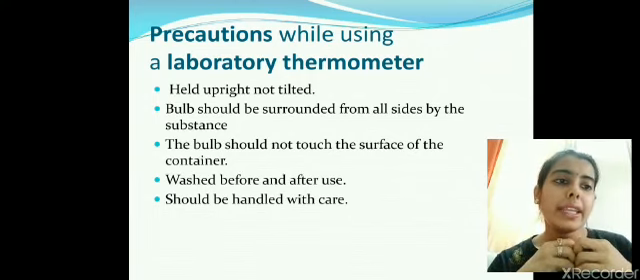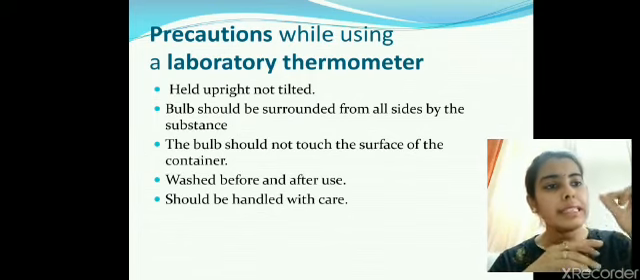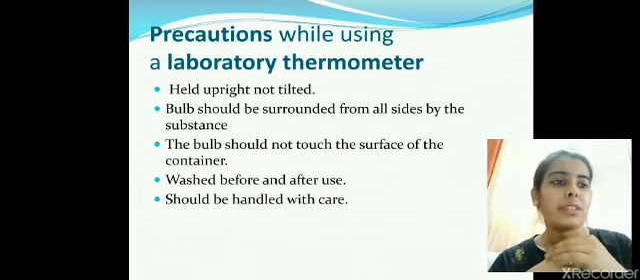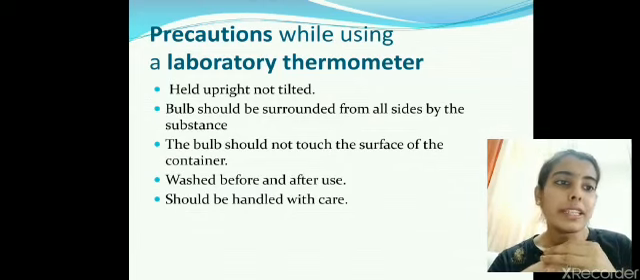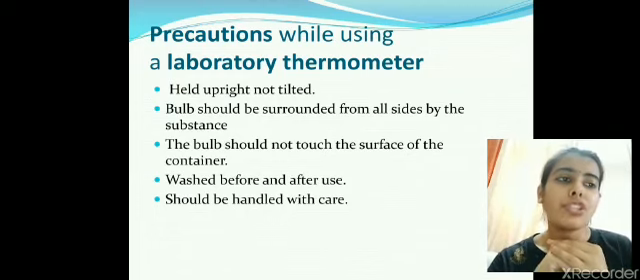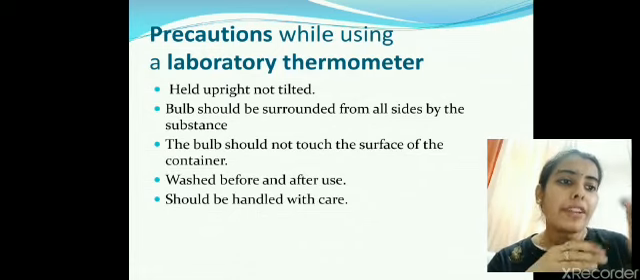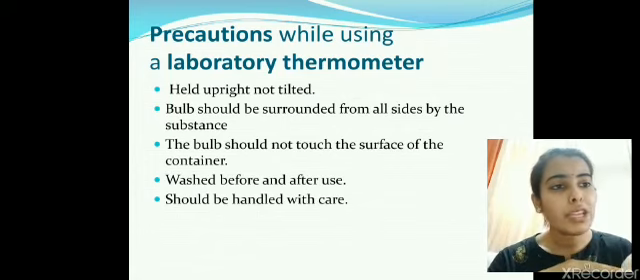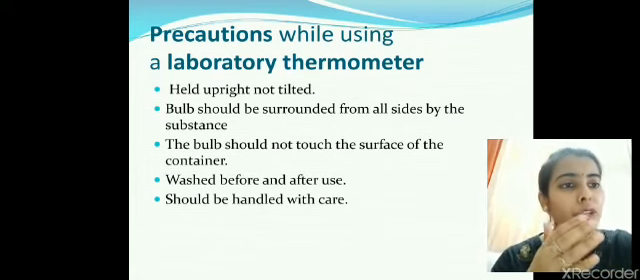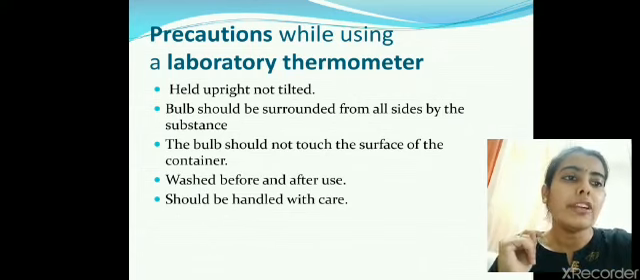Now, for taking the reading, you need to take the reading while the thermometer is inside that substance. The reason being that it does not have a kink, the bend or the constriction which the clinical thermometer has. So it will backflow. The mercury will backflow as soon as you take out the laboratory thermometer. The mercury is going to flow down. So it will not give you a proper reading of the temperature.